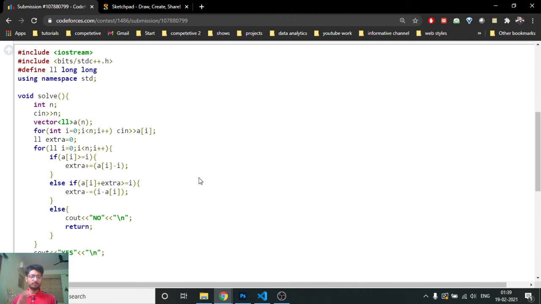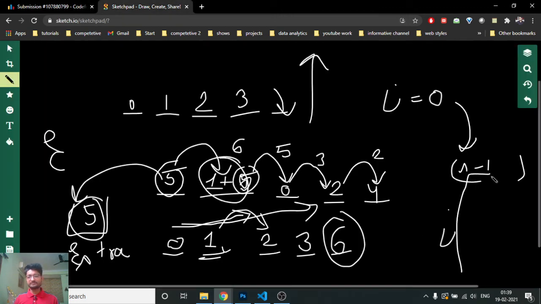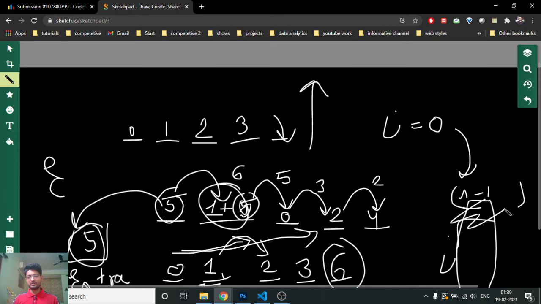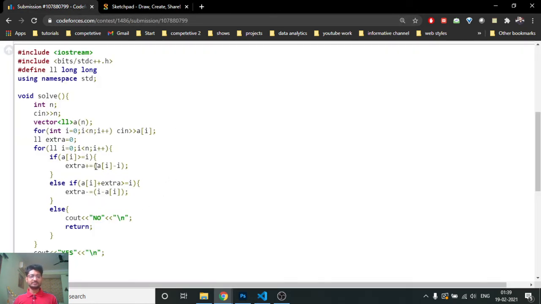and i is the number of blocks I want at that point. So how much is the extra? ai is the original height, and i is what I want there. So ai minus i is the extra. So take this to the extra value or extra container.